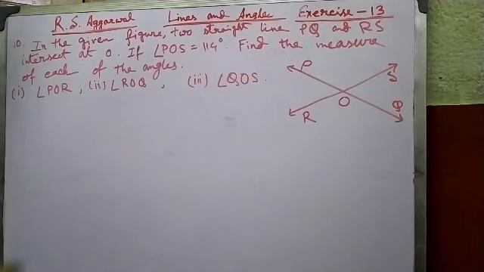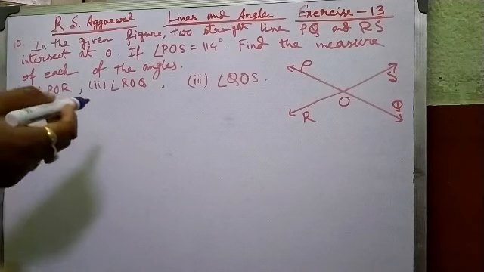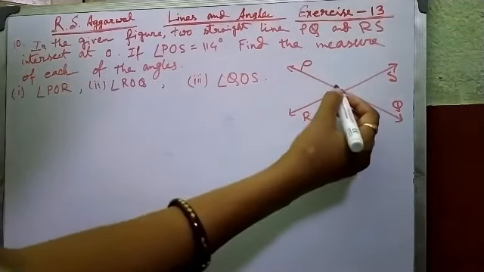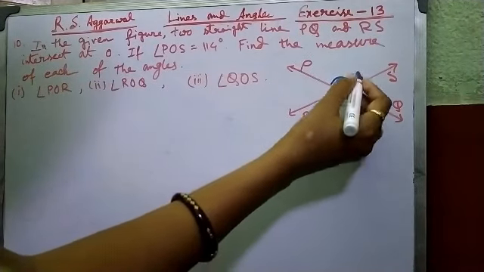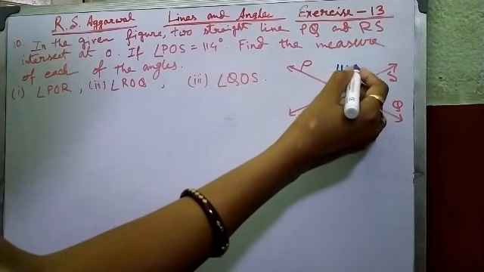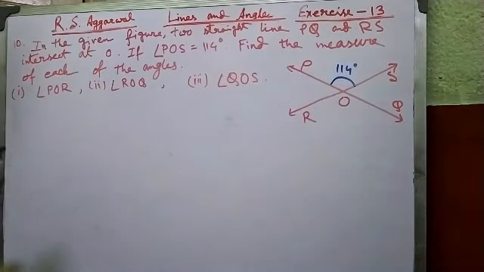Let's come to question number 10. In the given figure, two straight lines PQ and RS intersect at O. If POS, this one, is 114 degree. Find the measure of each of the angles.